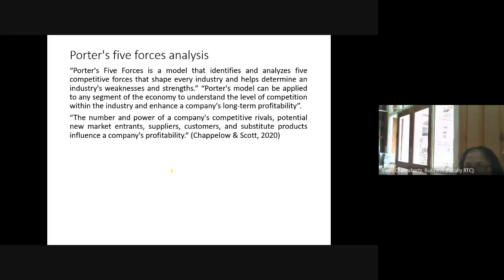The next topic that we have is Porter's 5 forces analysis.